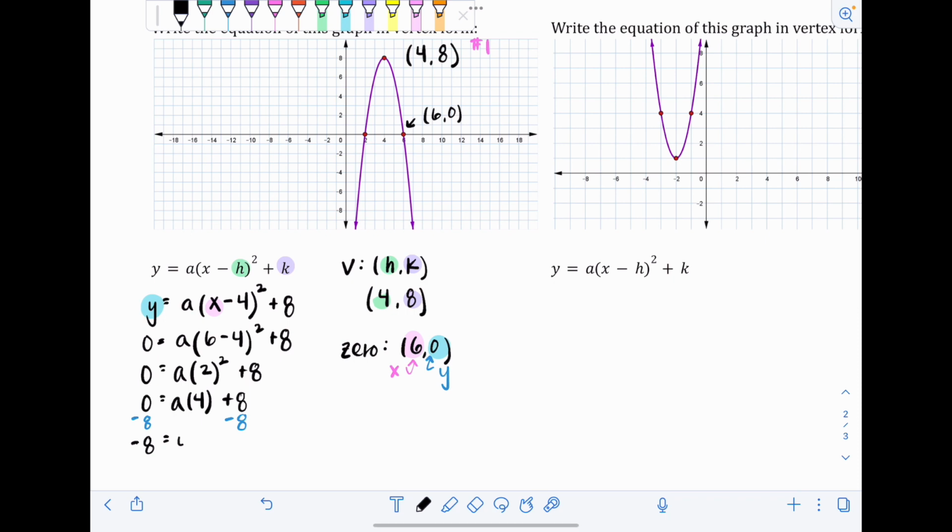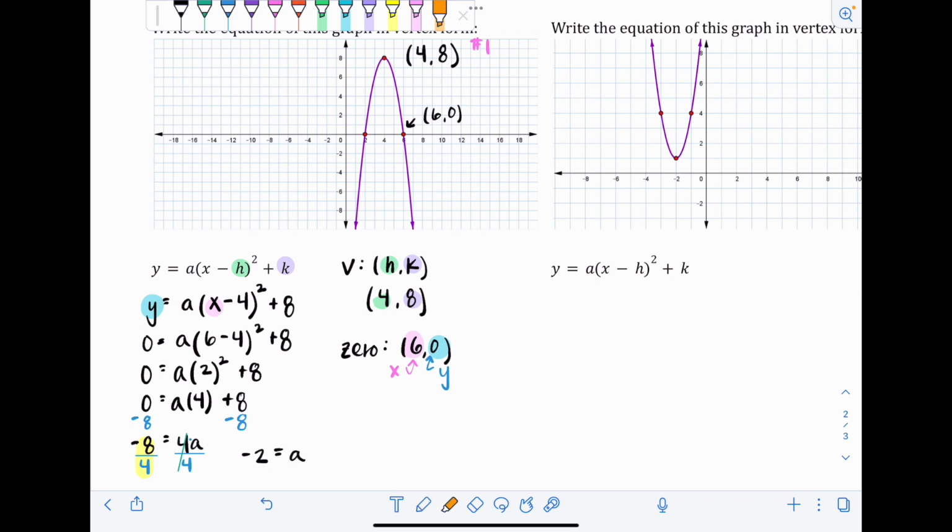If you want, you can write it as 4a, like switch the order like we typically see it. And then we want to get a completely by itself, so we'd have to cancel out the 4 that's being multiplied by a. So you divide both sides by 4. 4 divided by 4 would cancel out. And then I have negative 8 divided by 4, which is negative 2. And that's equal to a.